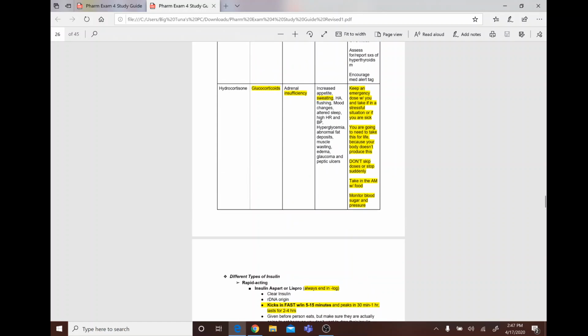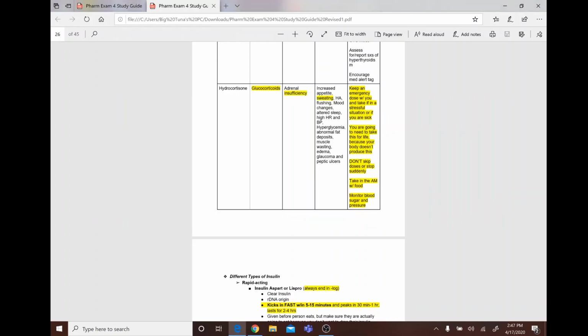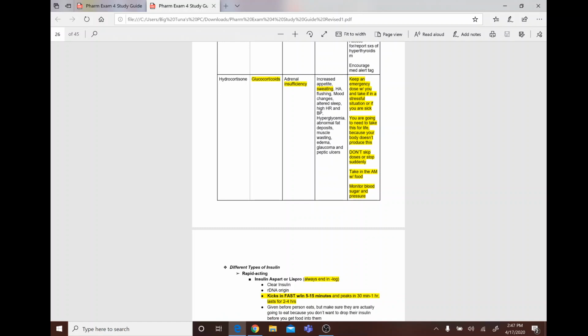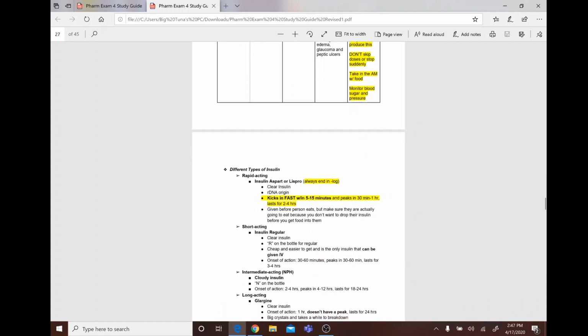What are the nursing considerations of hydrocortisone? Keep an emergency dose with you and take in a stressful situation. If you're sick, you're going to need to take this for life. Don't skip doses or stop suddenly. Take in the morning with food. Monitor blood sugar and pressure.